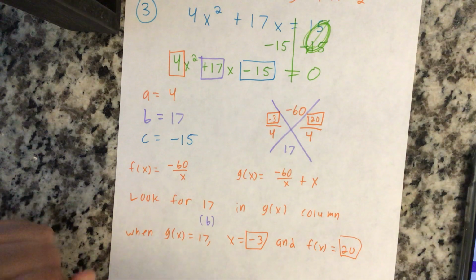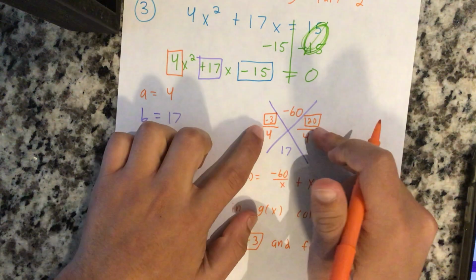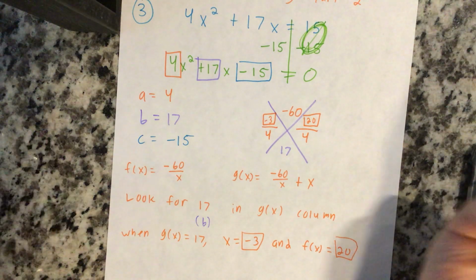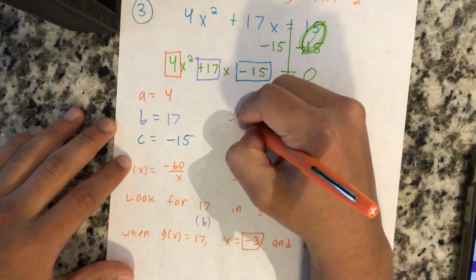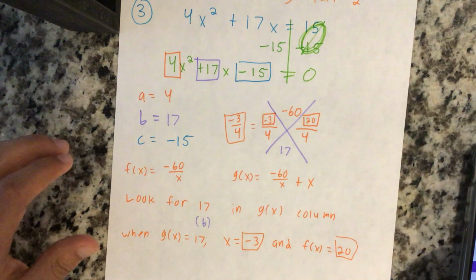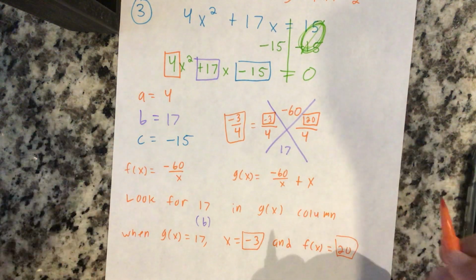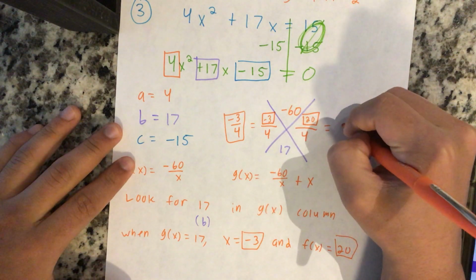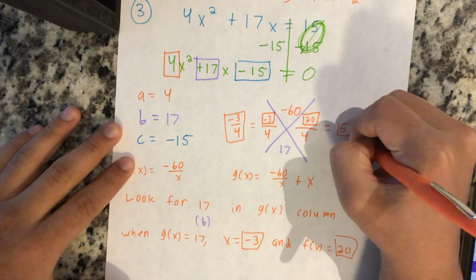Okay? So now we can go from here. So can I reduce negative 3 over 4? No, it just stays as negative 3 over 4. You could put that in your calculator, you would get the same thing, negative 3 over 4. 20 over 4 does reduce though. 20 divided by 4 gives me 5.